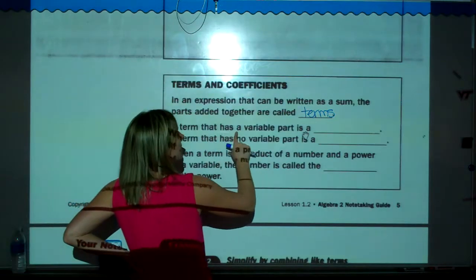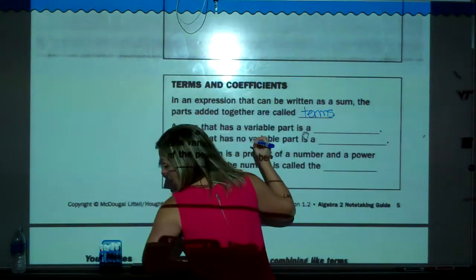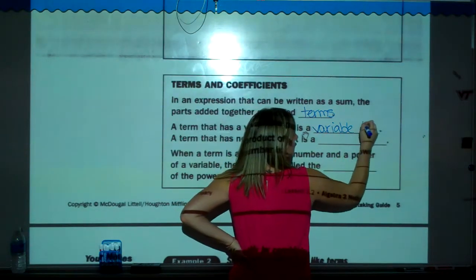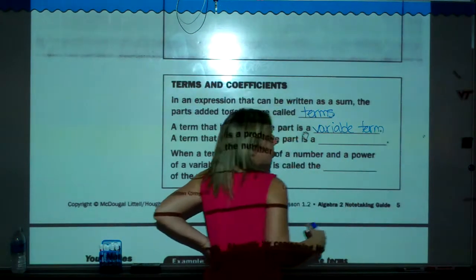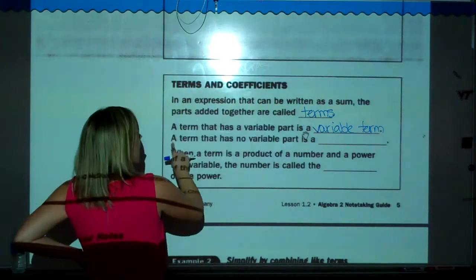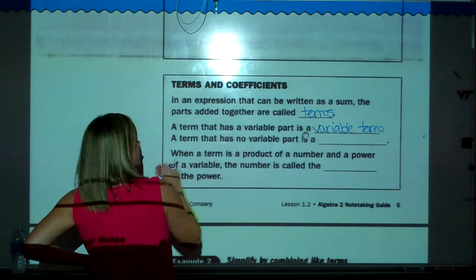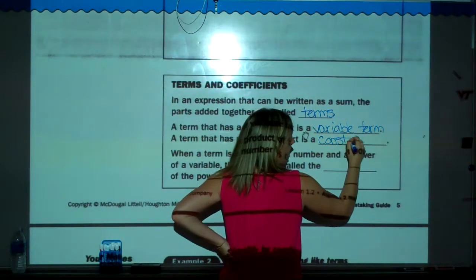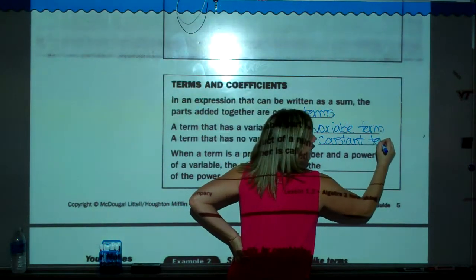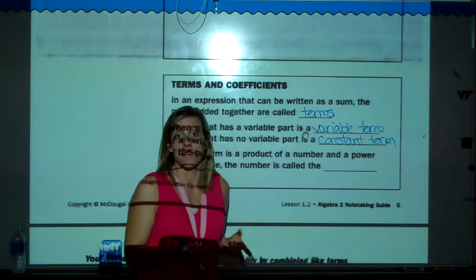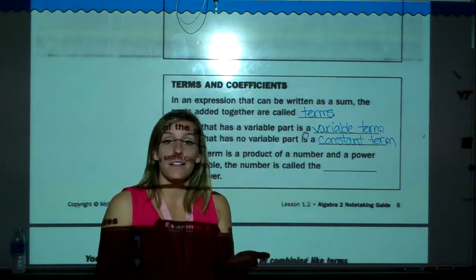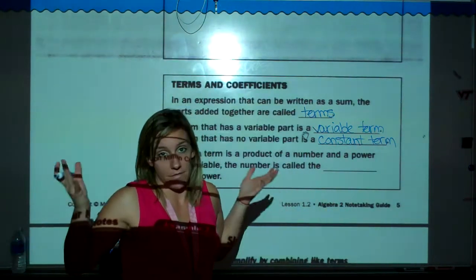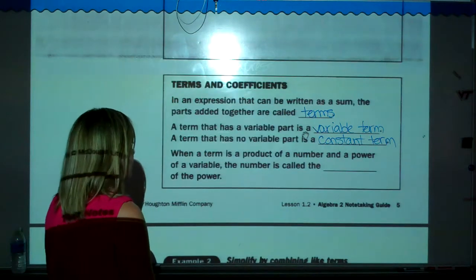A term that has a variable part is a variable term. Okay, meaning remember it has letters in it. A term that has no variable part is a constant term. And a lot of times I just use the word constant. So if it doesn't have a variable, that's a constant. It means that the number's never going to change. If it's plus 5, it's just 5. Doesn't go anywhere, it doesn't change, it's just a 5, okay?